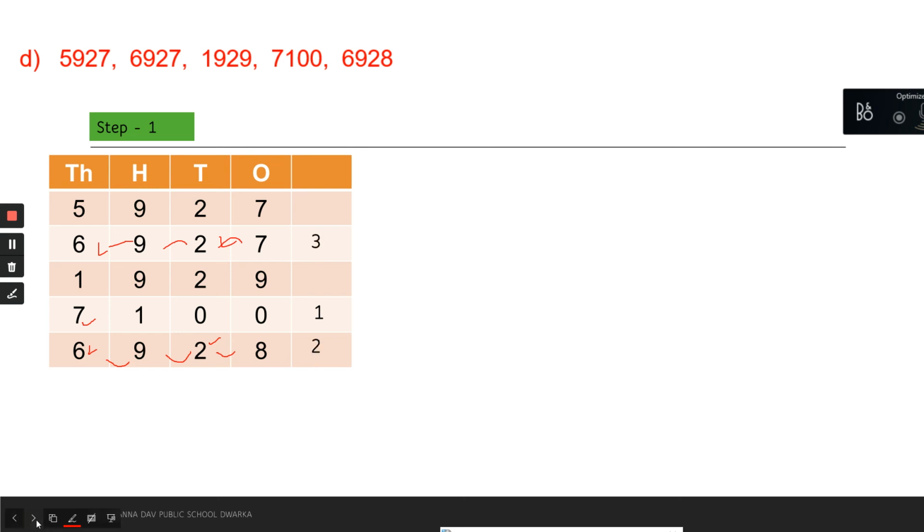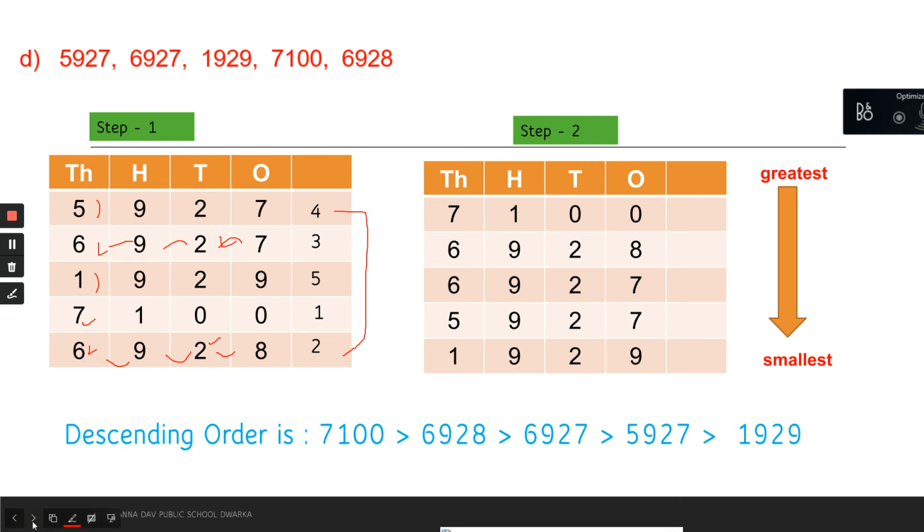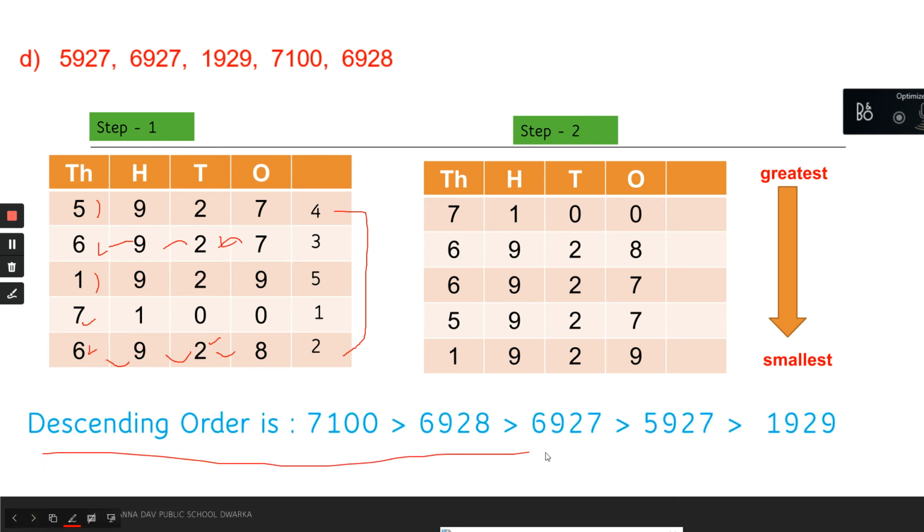This number is at third place. Now look at 5 and 1, which is greater? 5. So we will write that in the fourth place. And last, this number will come at the fifth place. Step 2, we'll arrange the numbers according to the position allotted. Thus, we'll write the greatest to smallest number. Okay, children. So in this way also, we can write the descending order.